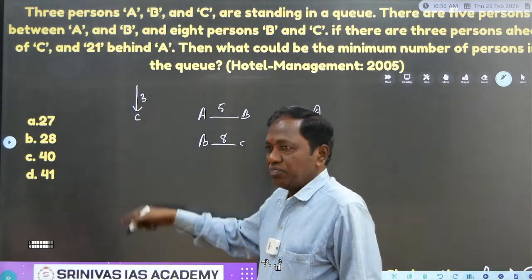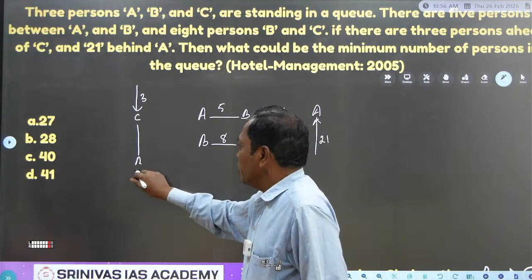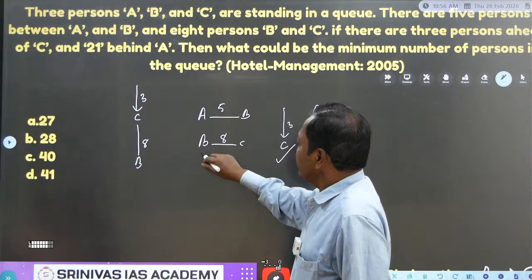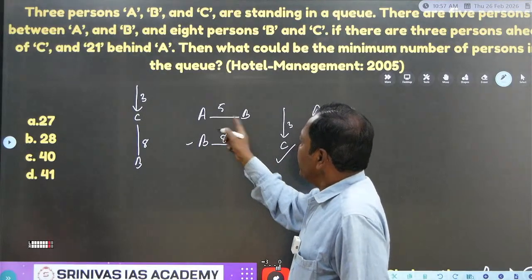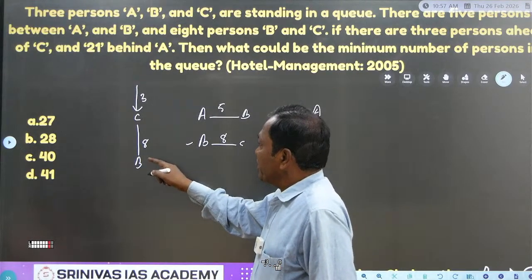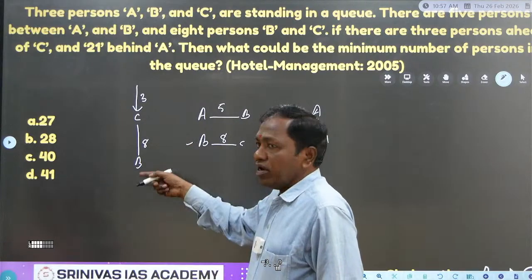Down below you have to write C and B. C and B, how many are there? 8. And B and A, this information is taken. And B and A, there are 5. B is there. A, where do you write A? 5 only. So above B or below B?